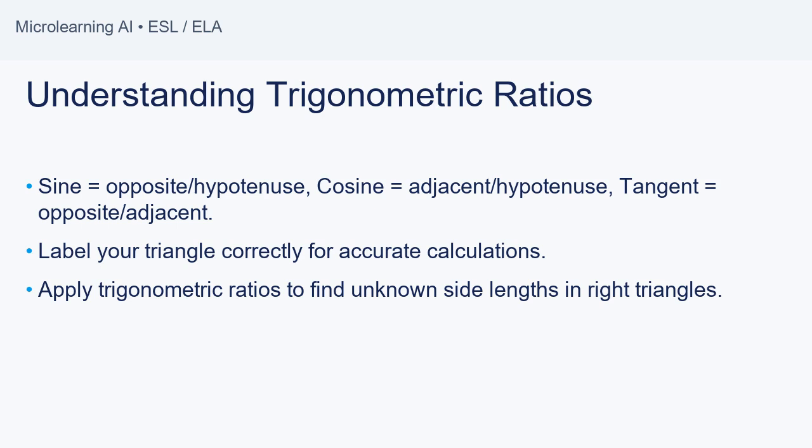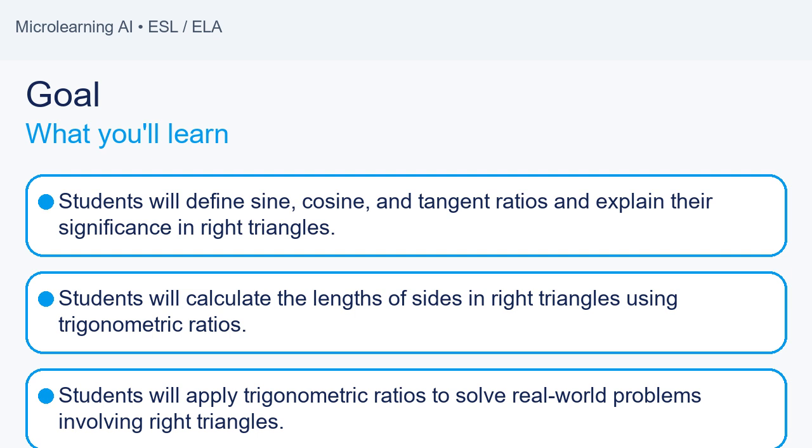Welcome. Today we will learn about trigonometric ratios in right triangles. Goals for this lesson. Students will define sine, cosine, and tangent ratios and explain their significance in right triangles. Students will calculate the lengths of sides in right triangles using trigonometric ratios. Students will apply trigonometric ratios to solve real-world problems involving right triangles.